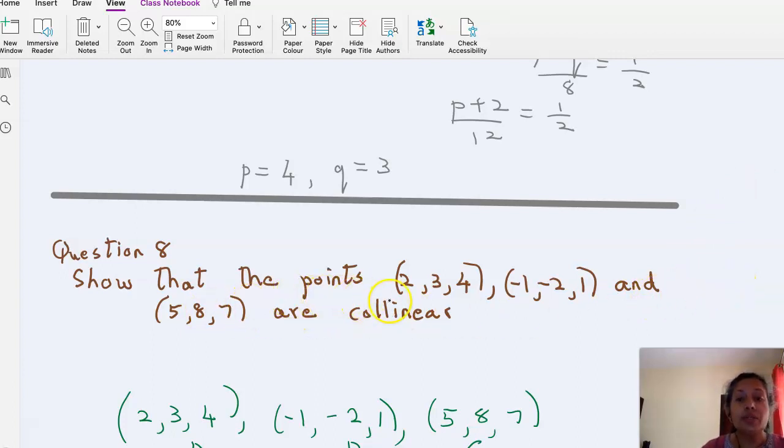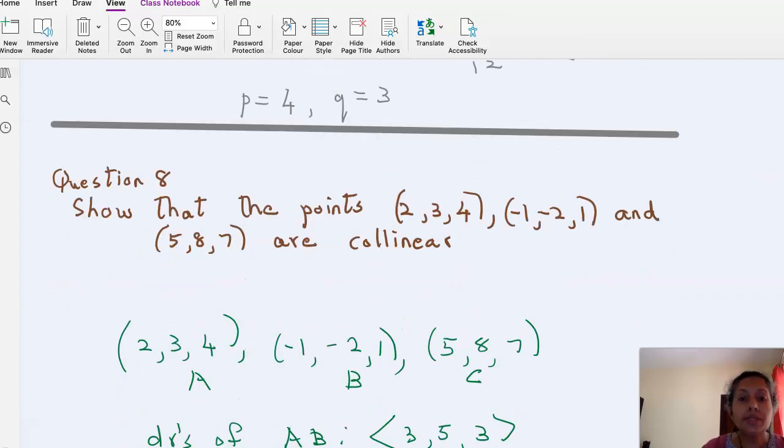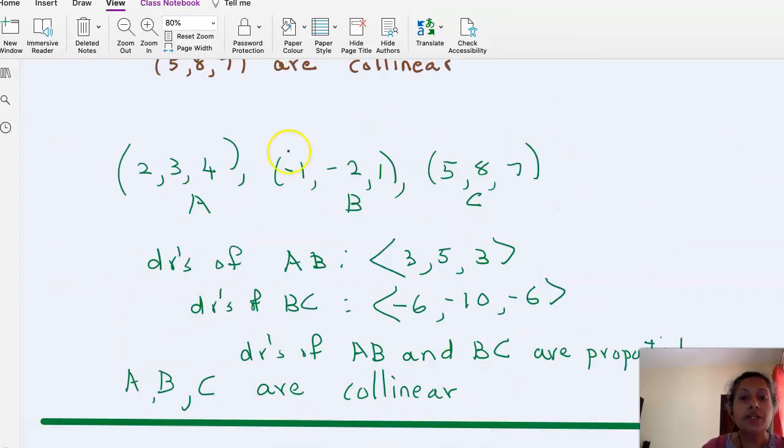Question 8. Show that the points (2, 3, 4), (-1, -2, 1) and (5, 8, 7) are collinear. So you can try this problem. You are given the 3 points. I will call them A, B, C. And first find the direction ratios of AB. That will be 3, 5 and 3.